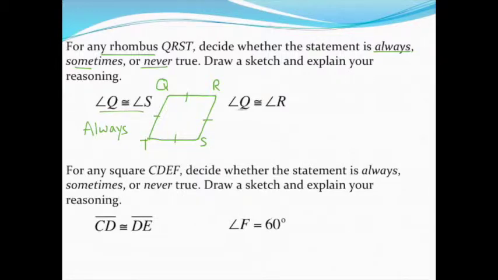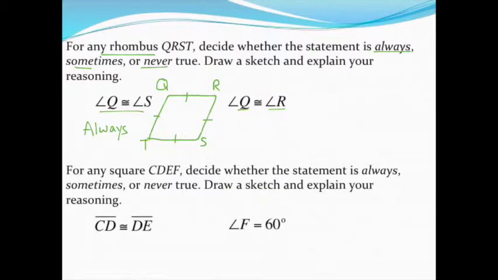But what about angle Q and angle R? Well, I can see in my diagram that angle Q and angle R are angles that are next to each other, consecutive angles. And from the way that I drew it, I can see that those definitely are not congruent. Q is obtuse and R is acute. So I know this is not always true.